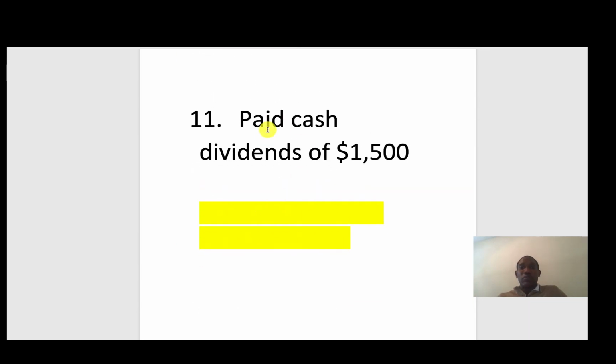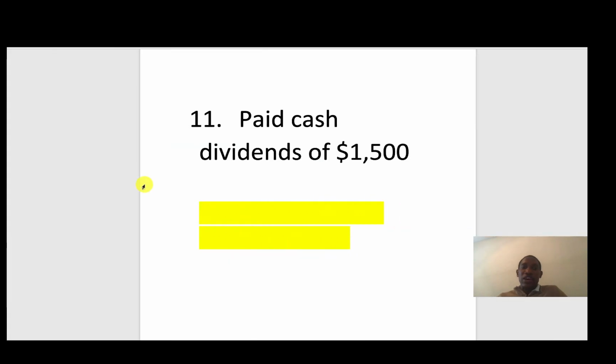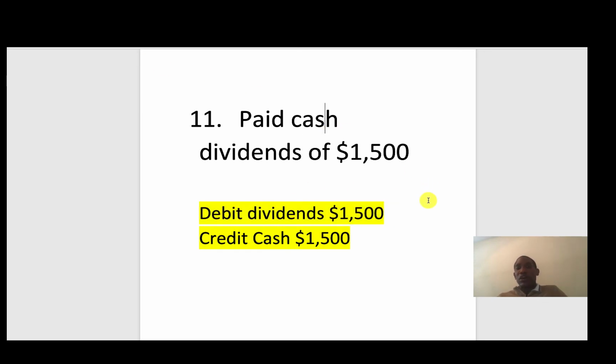Okay, here's another one. Paid cash. You should know, when we paid cash, cash is an asset. It's going down. We're going to credit cash. So whatever the other account is has to be a debit, and we're going to debit dividends. And I'll talk about dividends in a second. Dividends, in most cases except one, you will debit dividends. Whenever you pay out dividends, you debit dividends for the amount and you credit cash.